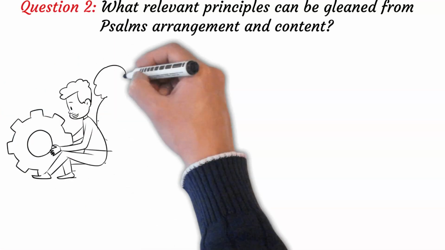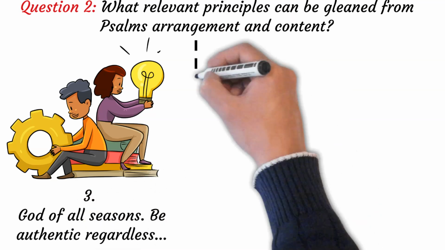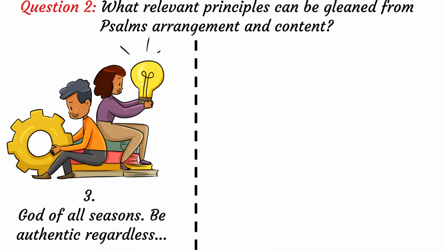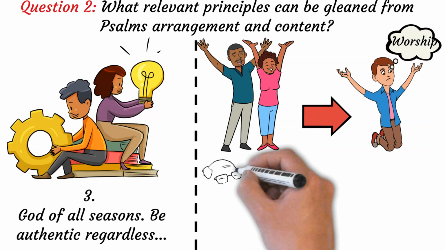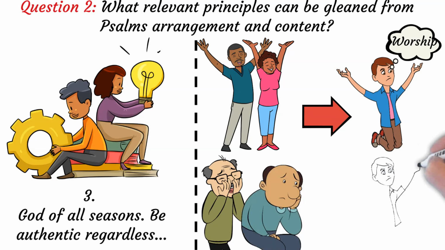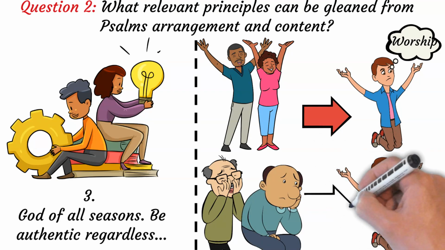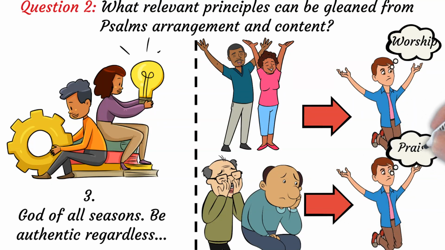Number 3, we clearly see in the book of Psalms a God of all seasons. God is not confined to or only interested in certain aspects of our lives. So no matter the season of life, we can always approach him honestly and he will hear us. So if you're happy, talk to him. If you're mad, talk to him. If you're sad, talk to him. If you are heartbroken, it doesn't matter. Talk to him. Let him know exactly how you feel, and he will answer us.